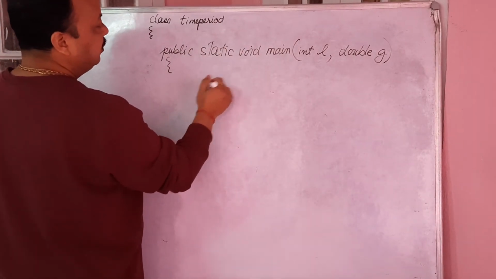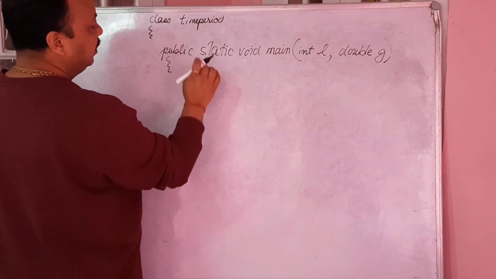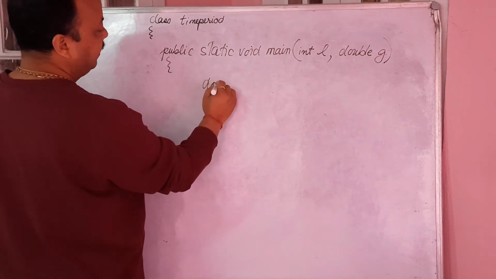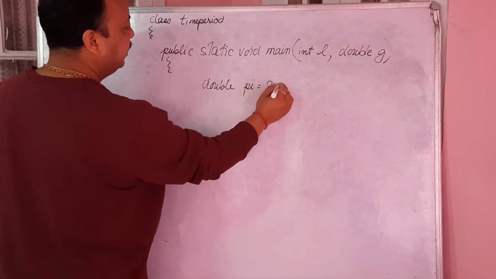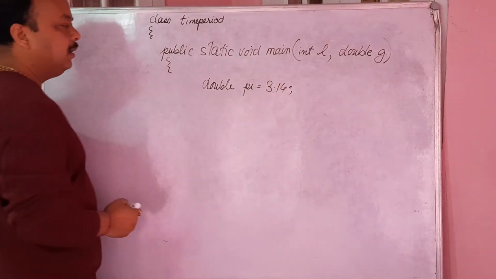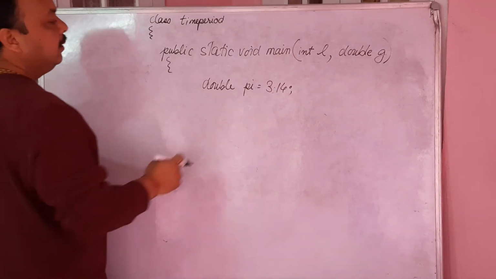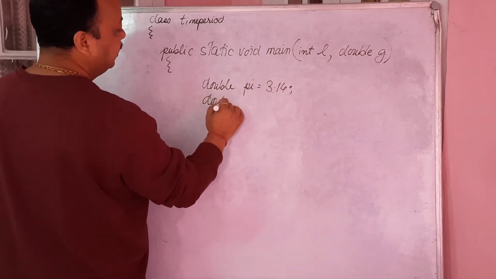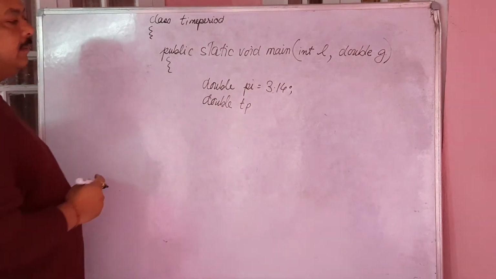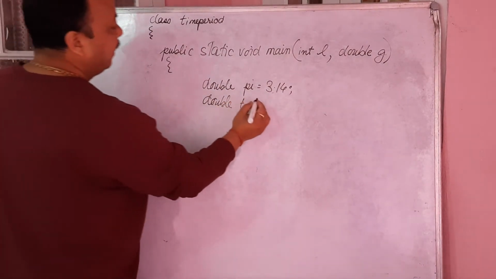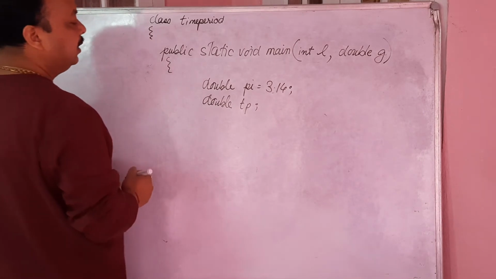So now what do you need to do? You need to take a variable called double pi and you assign it 3.14. So you can take the value of pi as 3.14. But apart from this, you also need some variable called TP, time period. Okay. Now what was the formula to find out?